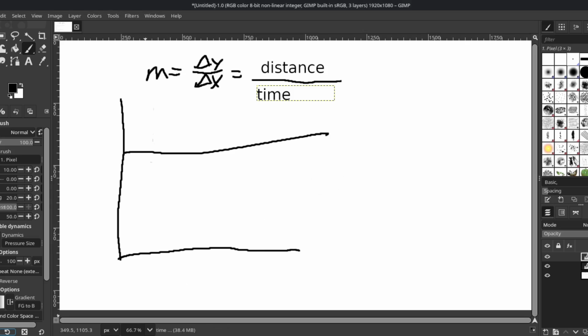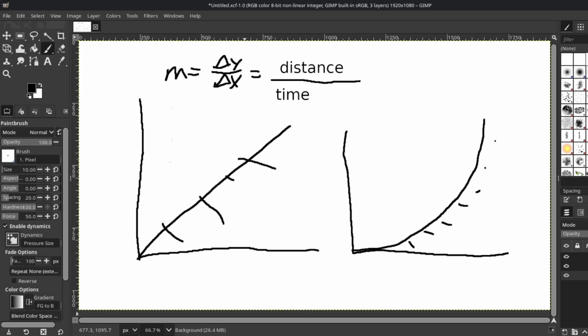same. When the speed changes or accelerates, the graph becomes a curve. And in the curve, every single part of the slope is different at every single moment. And to find the speed, that is where derivatives come into play.